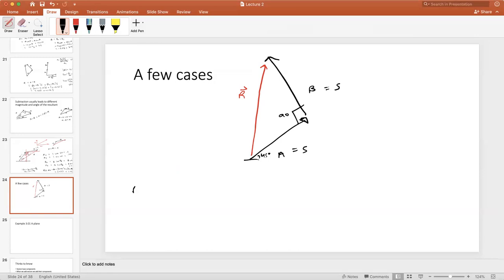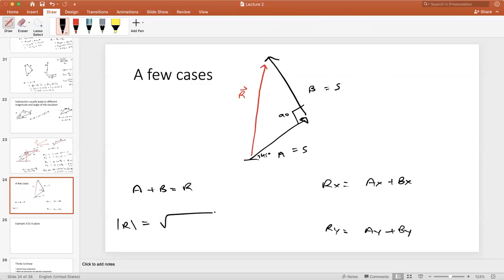Okay, so A plus B is equal to R, and therefore R of X is going to be AX plus BX, and R of Y is going to be AY plus BY. And then I want the magnitude of R, which will be the square root of Rx squared plus Ry squared, and I want the angle that R makes. The angle of R will be arctan of Ry over Rx. So the first thing I have to find is what are the components of A, what are the components of B.